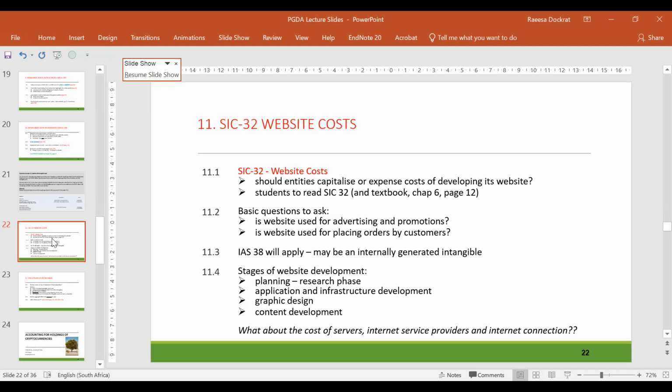And the expenditure relating to the advertising and the promotion of the website and the promotion of the entity's own product are also recognized as an expense when they are incurred.